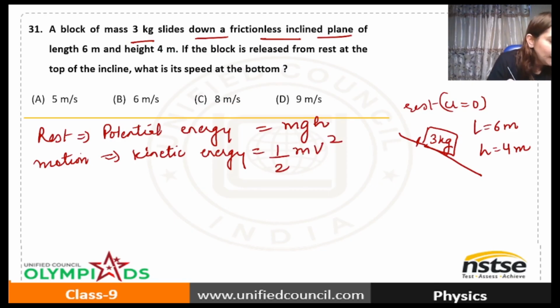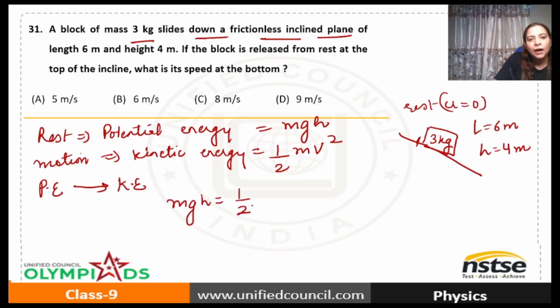Now in this case, when the block is at the top, it possesses potential energy, but when it starts moving, the same energy gets converted to kinetic energy. So we can say that mgh is equal to half mv square. We can cancel out m because the mass of the block is the same for both. We need to find the speed, so basically we can write v is equal to root of 2gh.